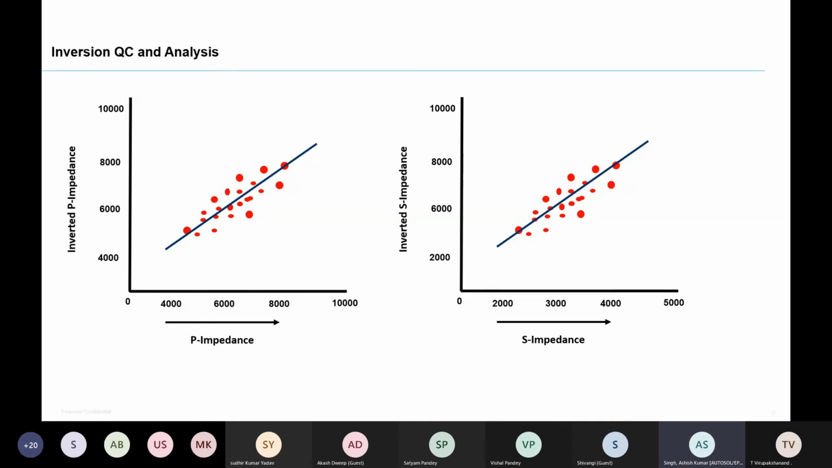You can do the QC another way also. You can cross plot inverted P impedance and actual P impedance. It should come in a straight line, y equals mx plus c line. When c is 0, it is a 45-degree gradient. So if it is 0, it means the prediction of both properties is fine. Similarly for P impedance and S impedance. These are the QCs basically.